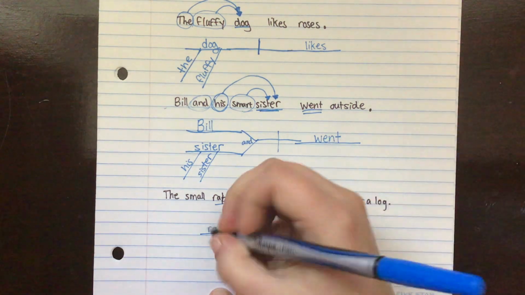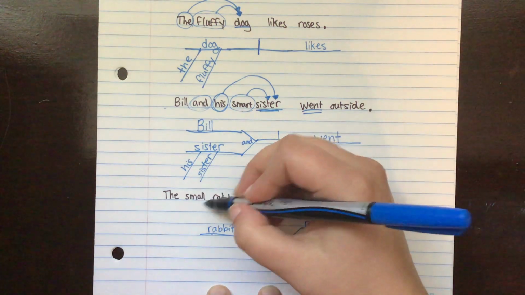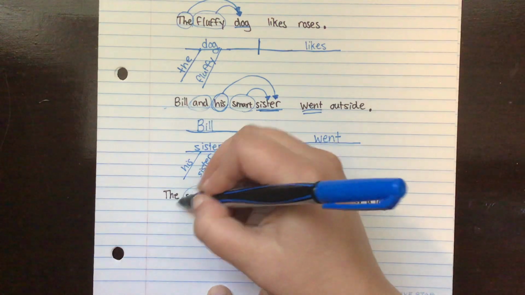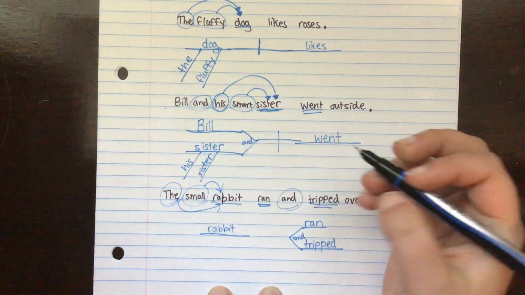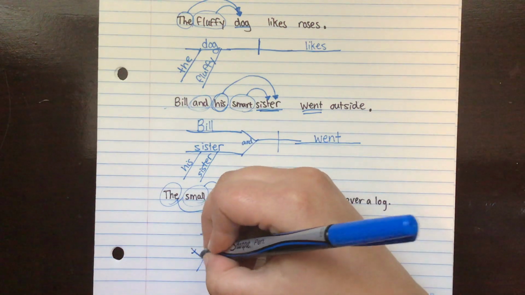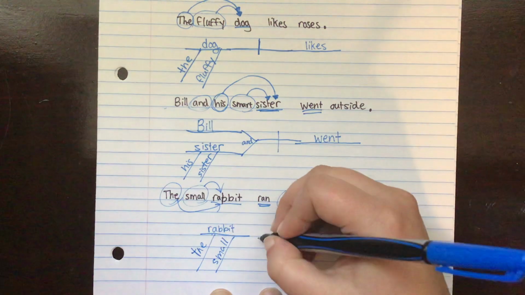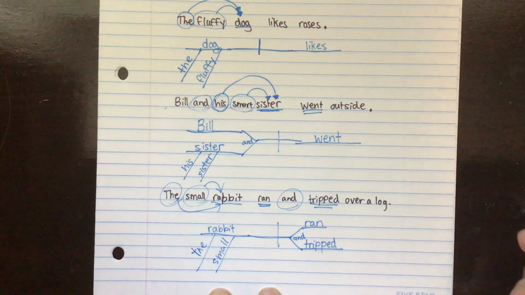There we go. Now we just need to write down our adjectives. So I look, what's describing rabbit? Well, the rabbit's small. Oh, and it's the rabbit. Both of those are adjectives. So I write them both on these lines. And then I connect it up, separate the subject and the verb, just like that. And that is how we diagram adjectives.